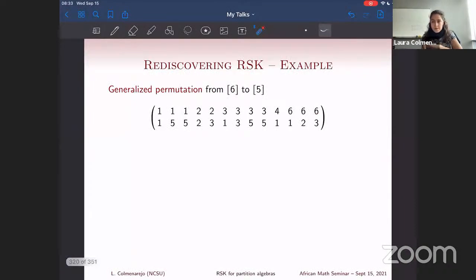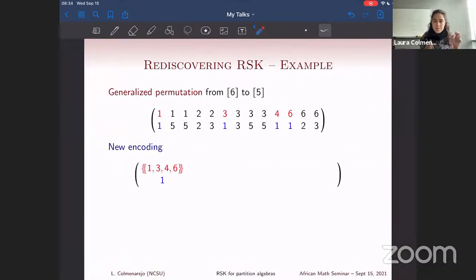So what I want to do now is switch a little bit, and I want to explain what we're thinking about instead of inserting numbers, inserting sets of numbers. So I'm going to go back to the generalized permutation that we had, and I want to twist it a little bit. So instead of looking at it as this two-line array, I'm going to do the following.